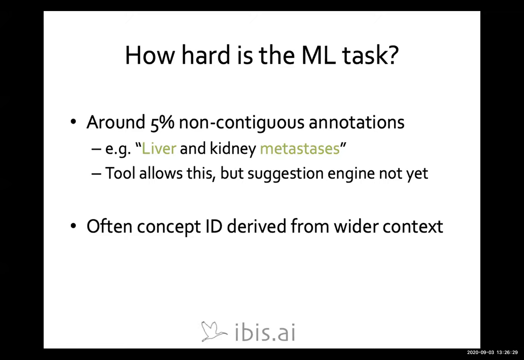Sadly, the suggestion engine doesn't do this yet. Around 5% of all the annotations are like this, and we can't do this correctly yet. That is to say, the initial suggestions come first, and after the user has indicated those phrases, it can make the correct suggestions. And also often the concept ID is derived from the wider context.